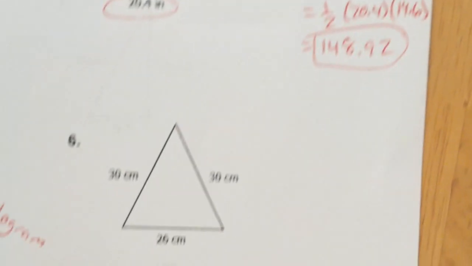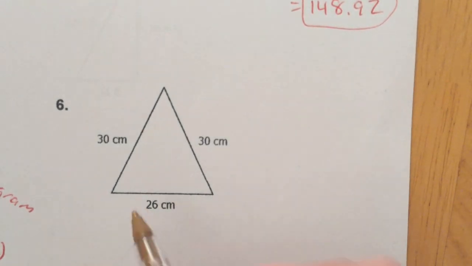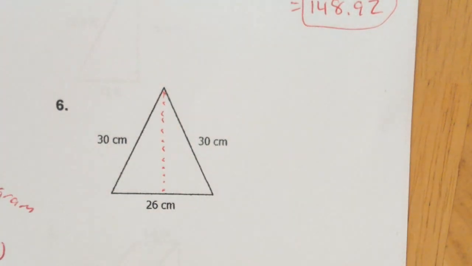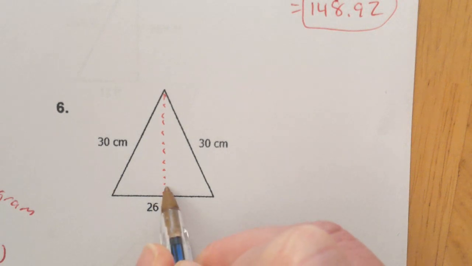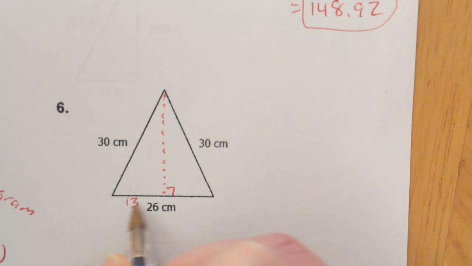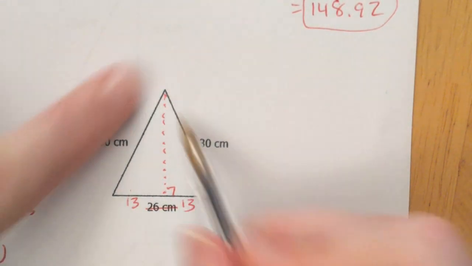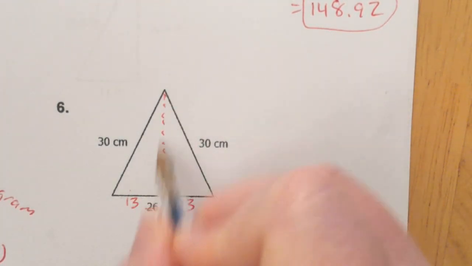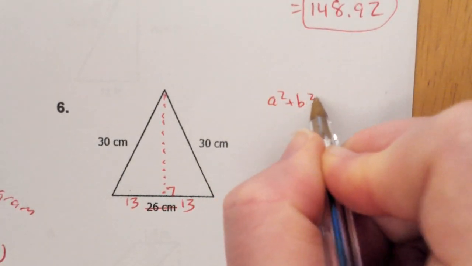All right, number 6. Okay, so on this one, we have the base, but we need the height. Okay, so we can make a right angle out of this. And I know that this is 13 and this is 13, because they would have to be equal to each other since your arms are equal, right? Okay, so before we start this, we need to find the height. So a squared plus b squared equals c squared.